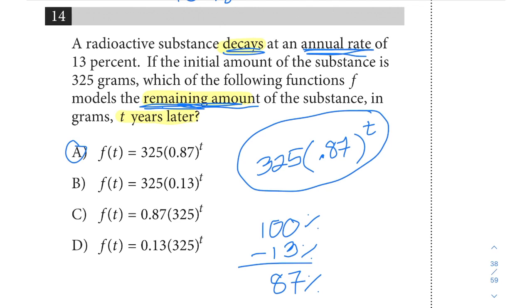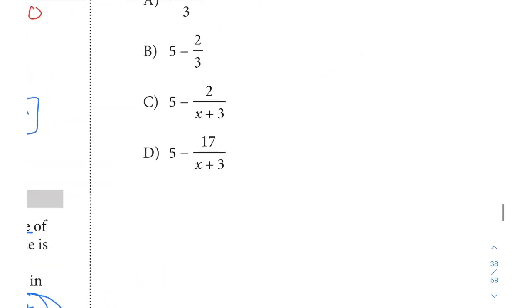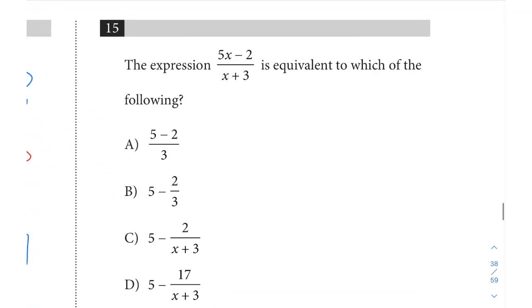In this case, it's a decay or a decrease, so we're subtracting from 100, and that remaining amount is going to be 87% or 0.87 of that original, meaning original times 0.87, however many number of times that would be multiplied depending on the number of years. Let's take a look at question 15, which again has a strategy that we can use.